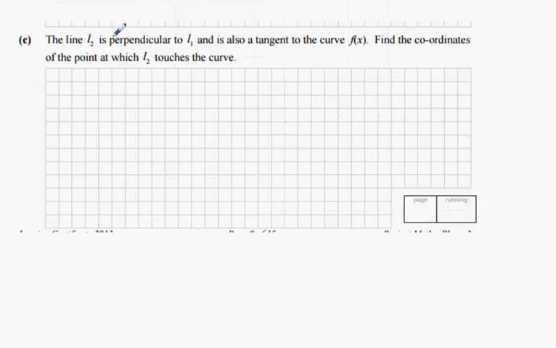Okay? The line L2 is perpendicular to L1 and is also a tangent to the curve. Find the coordinates of the points at which L2 touches the curve. Where does L2 touch the curve? Okay, I wrote down a quick note here. If I had a slope of 3/4, what's the perpendicular slope? Can anybody tell me? You turn it upside down and change the sign.